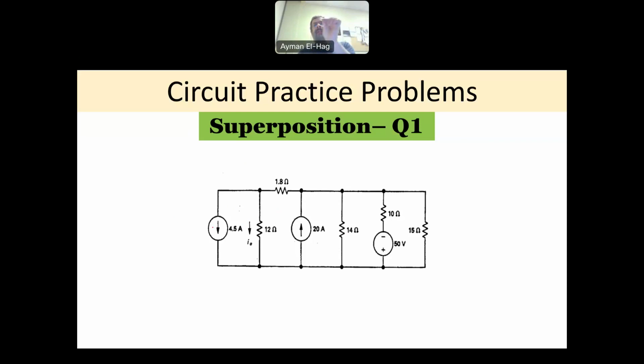of each source individually, because we are dealing with a linear circuit, can be added, and you will find I01, for example, only due to the 4.5 amp current source, and then I02 because of the impact of the 20 amp, and finally due to the 50 volt source. If you add all these three currents, you will get the same I0. So the principle of superposition is basically because of the linearity of the circuit.